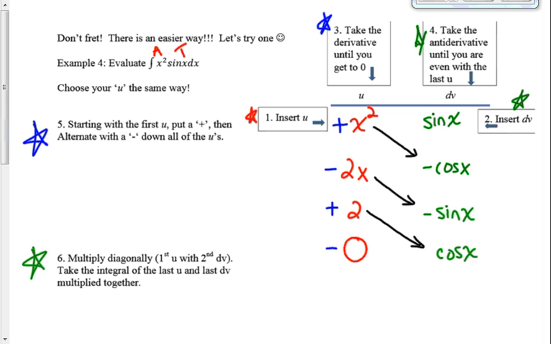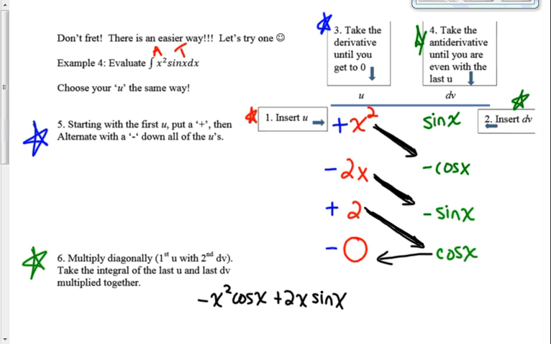When I get to the last two, I'm going to do the integral of these two multiplied together. So let me write down what I have right now. I have x squared times negative cosine of x. That's negative x squared cosine of x. And then I multiply negative 2x times negative sine of x. So that's plus 2x sine of x.